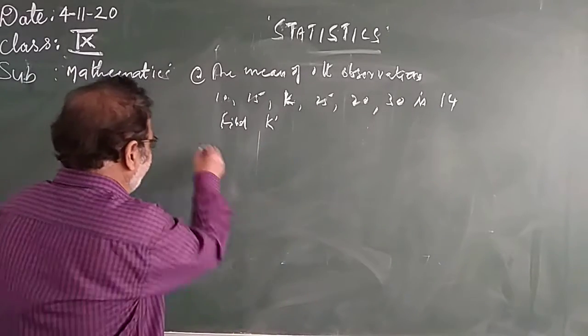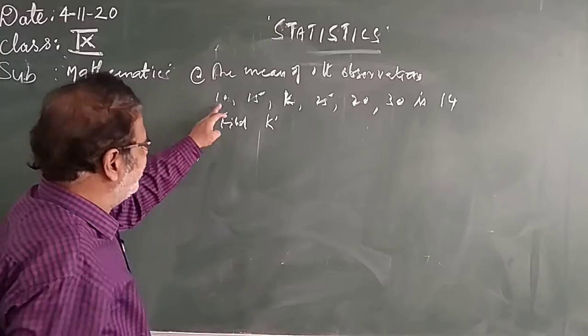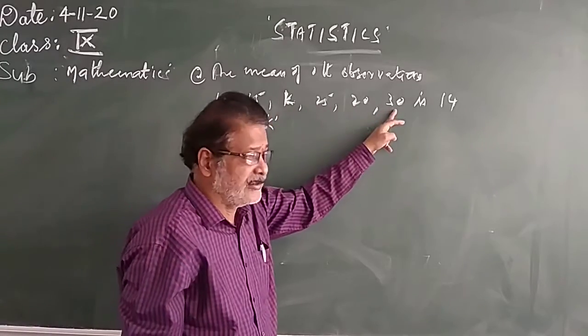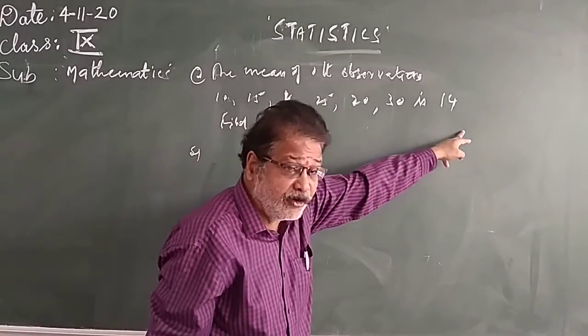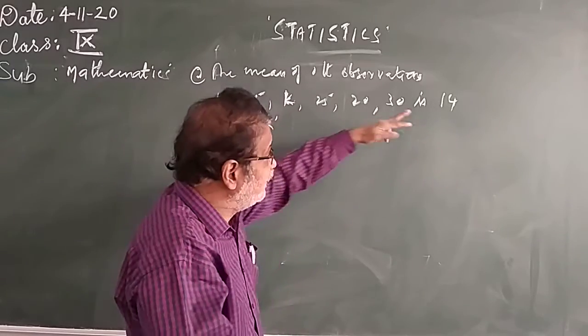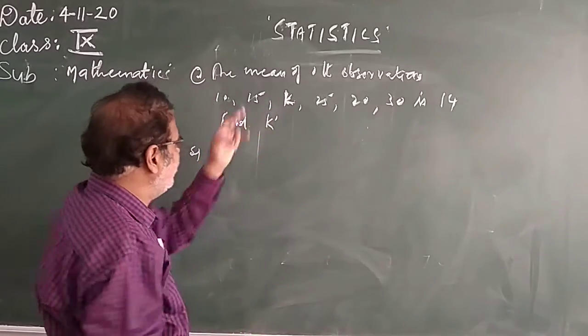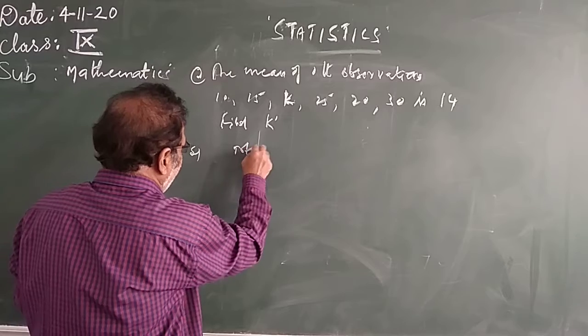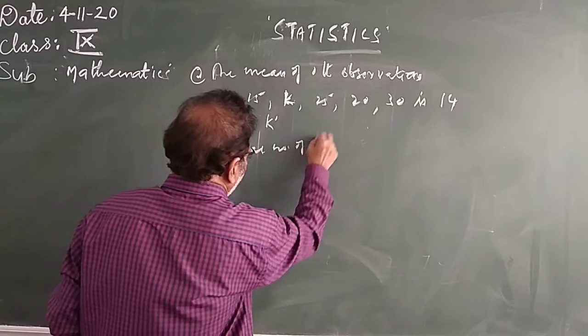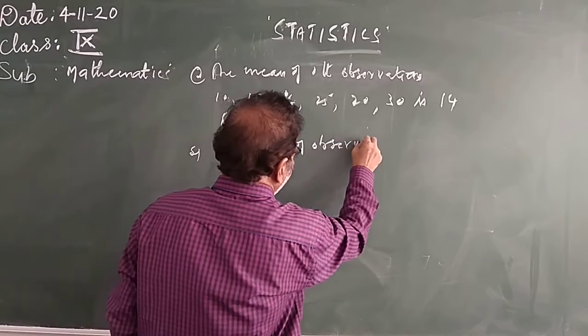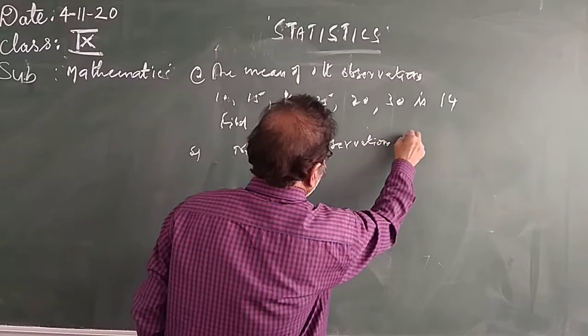Find K. So what is given here? The observations are given: X1, X2, X3, X4, X5, X6. And whose mean is given? 14. 14 is not an observation here. 14 is the mean of these observations. How many observations are there? Total number of observations.